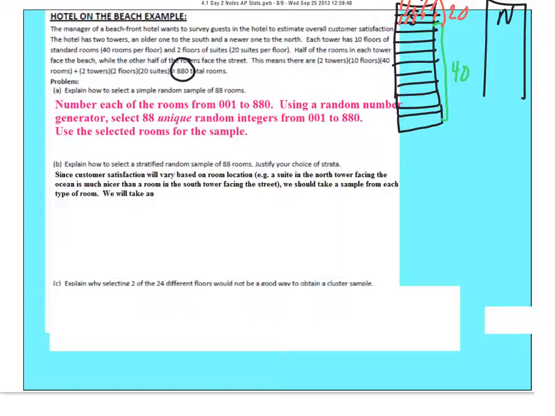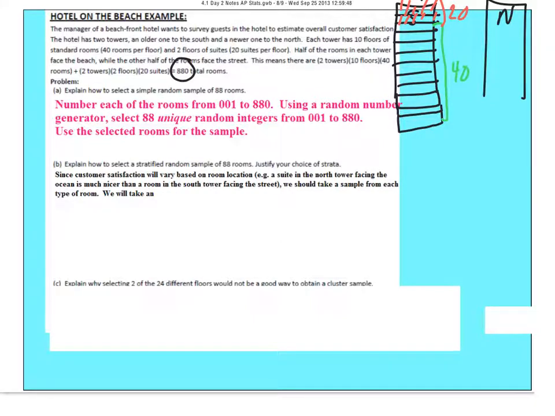Okay, part B. Explain how to select a stratified sample of 88 rooms and justify your choice of strata. Well, since customer satisfaction will vary based on the room location, that is if you're in a suite, if you're in the north side facing the ocean, or if you're in the south side facing the street, we should take a sample from each type of room, which means you kind of have to think about this a little bit.